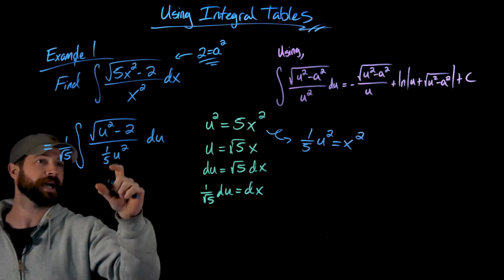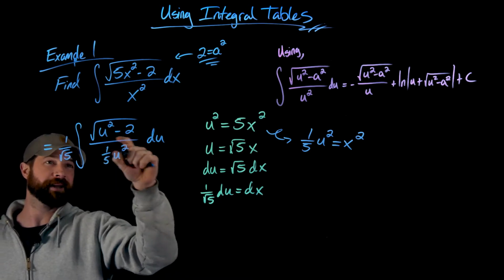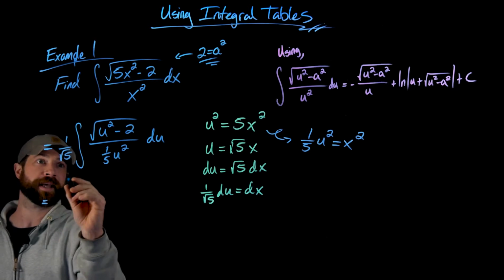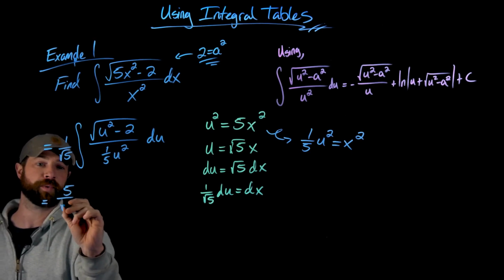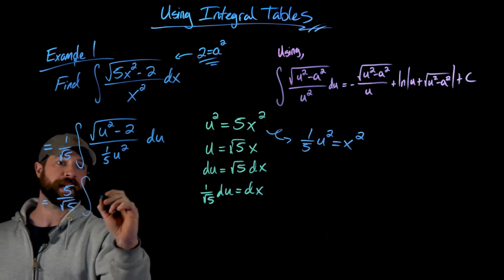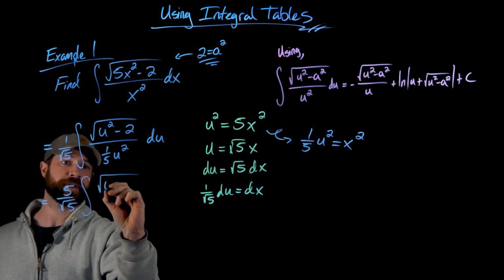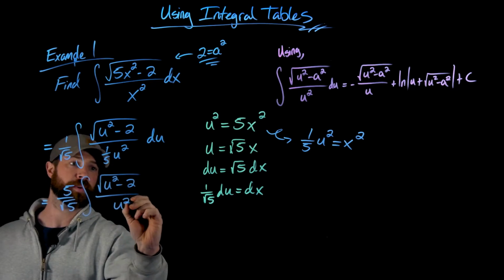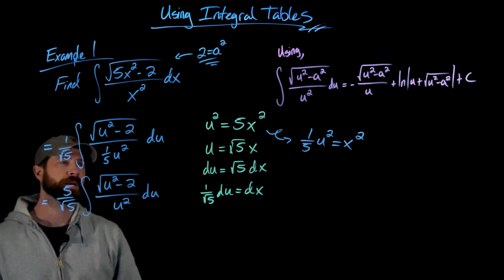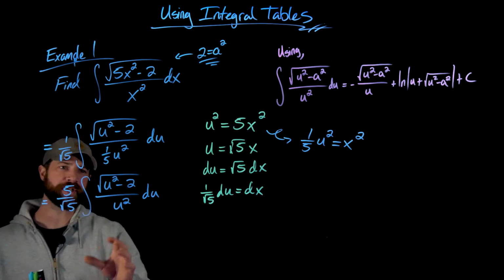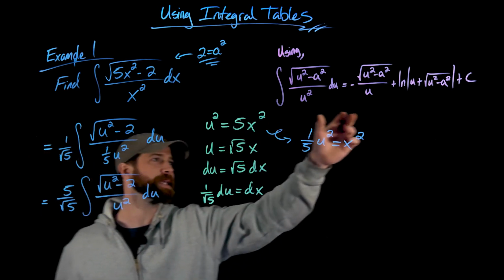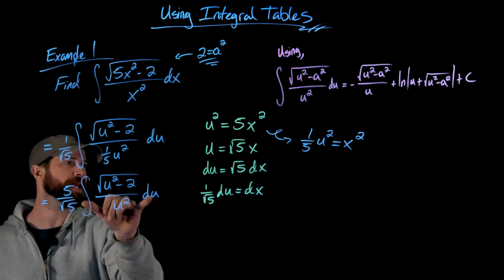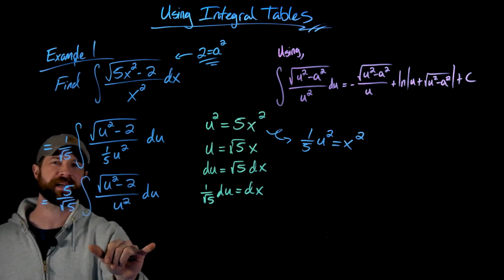What I'm going to do, I have this 1/5. I'm dividing by this 1/5, so I'm just going to flip this and multiply. Out front here, then I'll get a 5 over the square root of 5. And then I have the integral that I am looking for here, u squared minus 2 over u squared du. So then at this point, I actually know this integral is this right here.